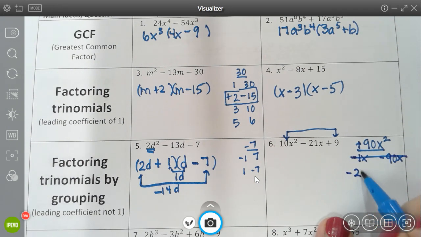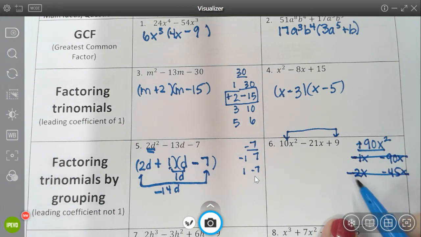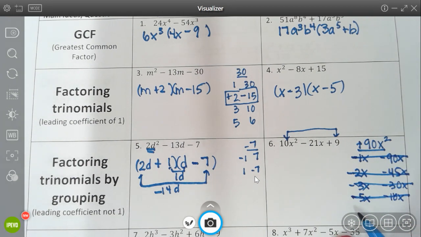I can do negative 2x with negative 45x. Nope. I can do negative 3x with negative 30x. I can do, let's see, negative 5x with negative 18x. Getting close, but not quite. And then I can also do negative 6x with negative 15x. And if I multiply that, negative 6 times negative 15 gives me that 90. There's my x squared. If I add them, that's that.